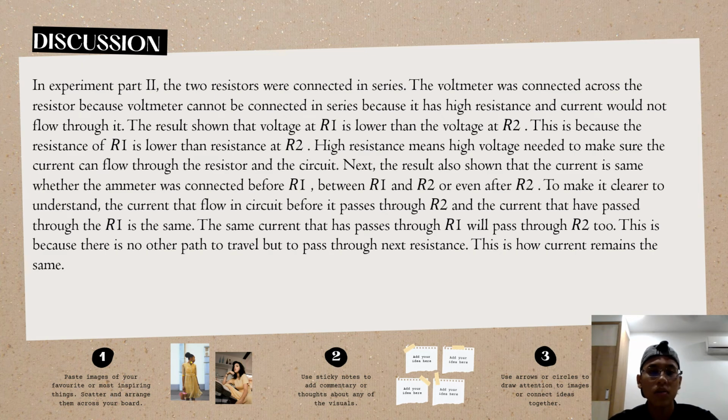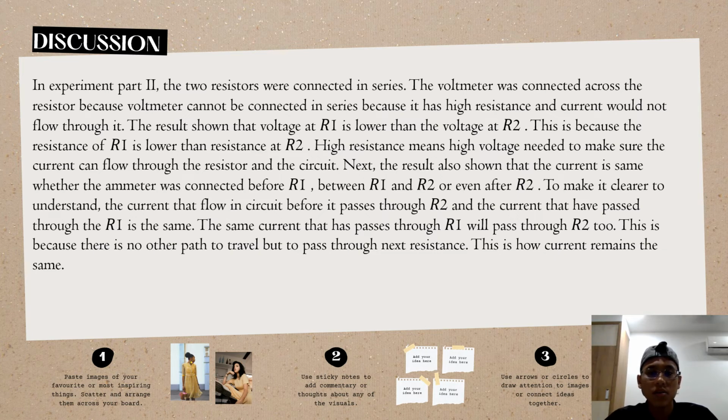In experiment part 2, the two resistors were connected in series. The voltmeter was connected across the resistor because voltmeter cannot be connected in series because it has high resistance and current will not flow through it. The results show that voltage at R1 is lower than the voltage at R2. This is because the resistance of R1 is lower than resistance at R2. High resistance means high voltage needed to make sure the current can flow through the resistor and the circuit.